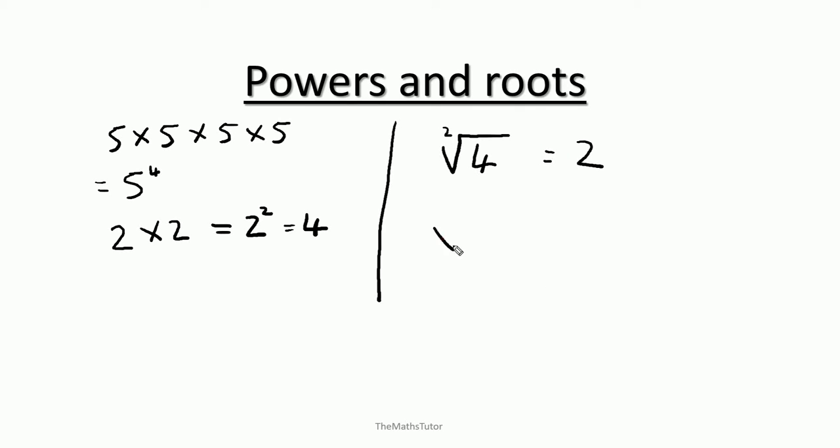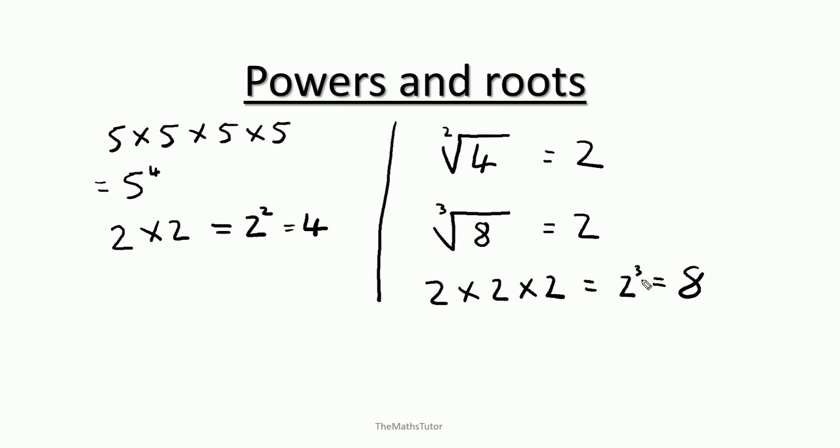Similarly, if I were to say what is the third root or the cubed root of 8, I could also say that this is 2, because if I were to do 2 times by itself 3 times, I could write that as 2 cubed, which is 8. So 2 cubed, or 2 to the power of 3, is equal to 8. Therefore the cube, or the third root of 8, is 2. So these effectively, powers and roots, are the opposite of one another. They undo each other.